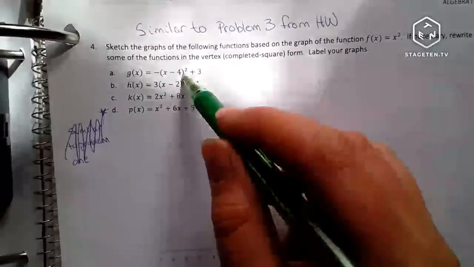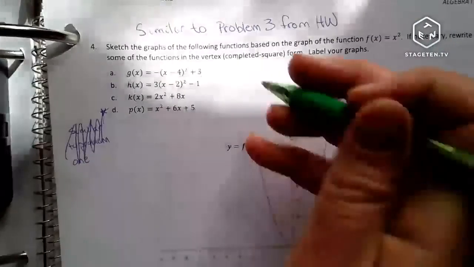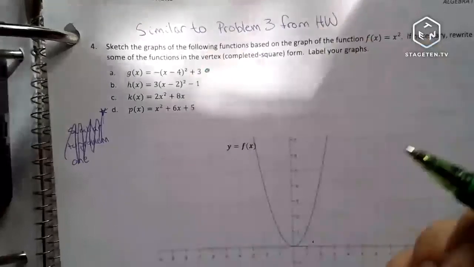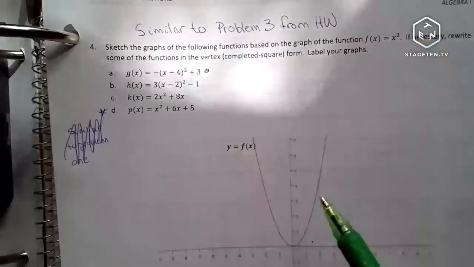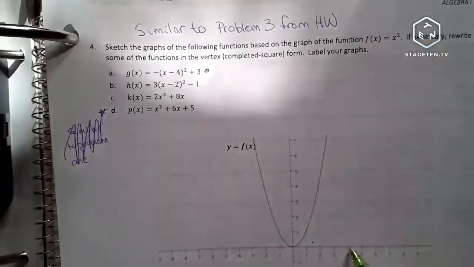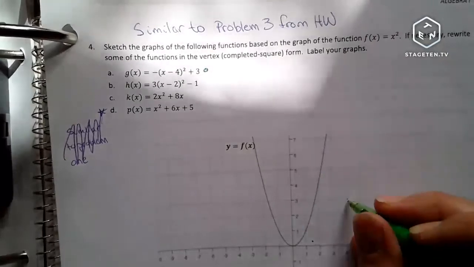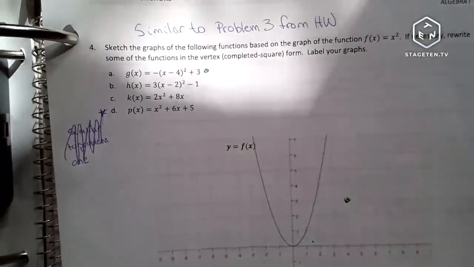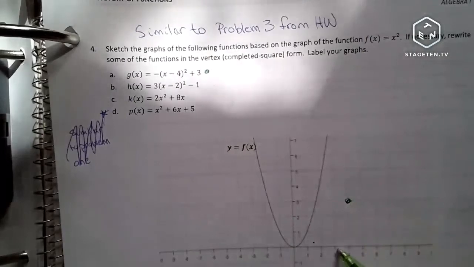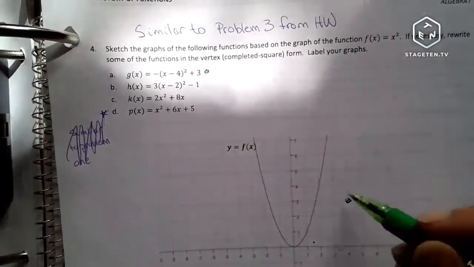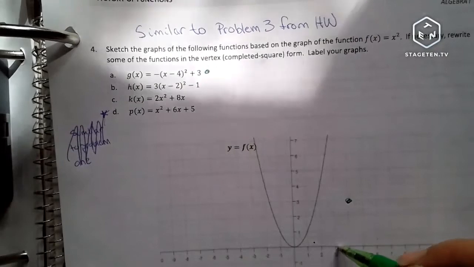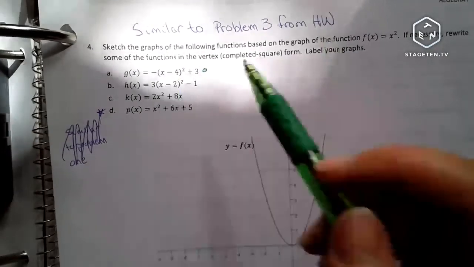So the vertex here is 4. This one will be in green. So the vertex here is 4, 3. So 1, 2, 3, 4, 1, 2, 3. Okay. And again, we could do that thing where we plug in a point on either side. We know it's going to be going down. So let's plug in 0. It's always kind of nice.